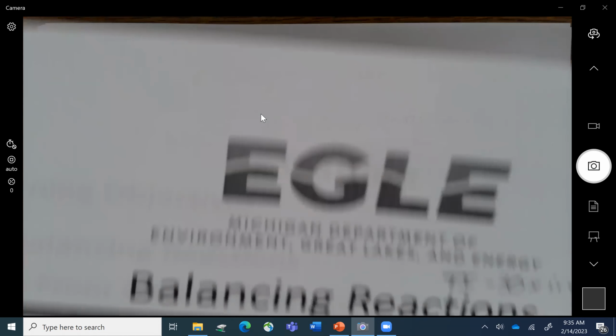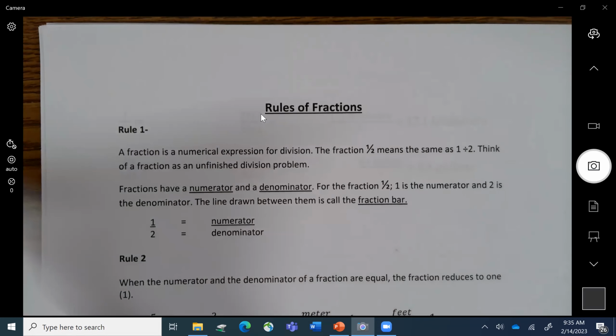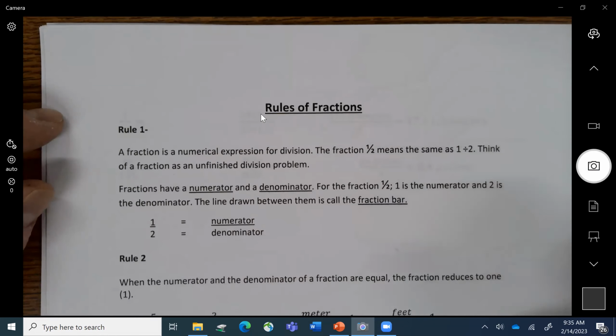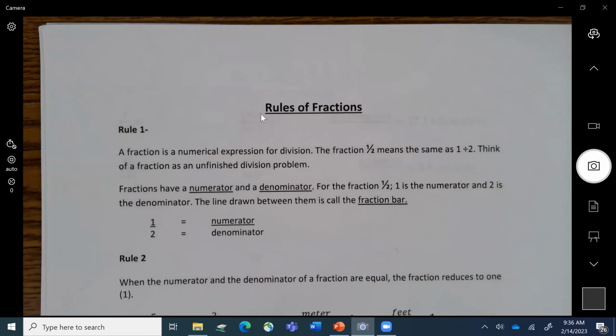So this was the balancing reaction equations. Right after that slideshow in the packet that was sent to you, you're going to see this, which is rules of fractions. It's like 12 pages or something like that. So here we are at the rules of fractions.